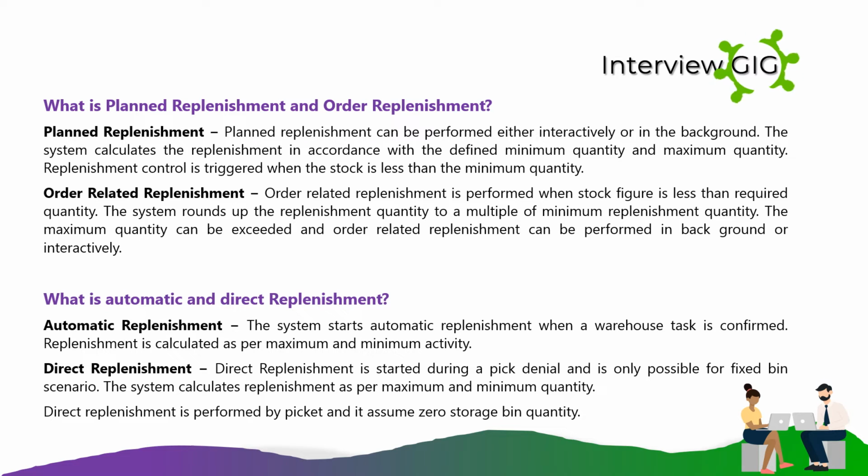What is automatic and direct replenishment? Automatic replenishment: the system starts automatic replenishment when a warehouse task is confirmed. Replenishment is calculated as per maximum and minimum quantity. Direct replenishment: direct replenishment is started during a pick denial and is only possible for a fixed bin scenario. The system calculates replenishment as per maximum and minimum quantity. Direct replenishment is performed by the picker and it assumes zero storage bin quantity.